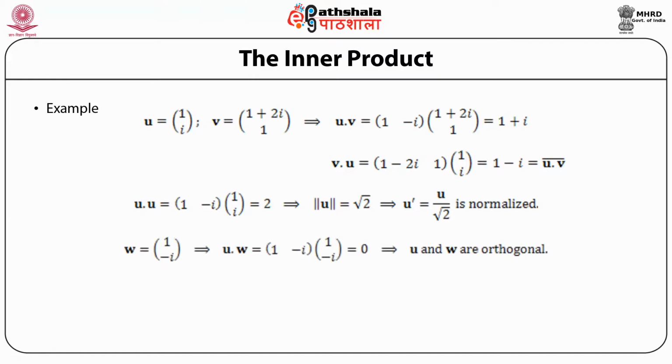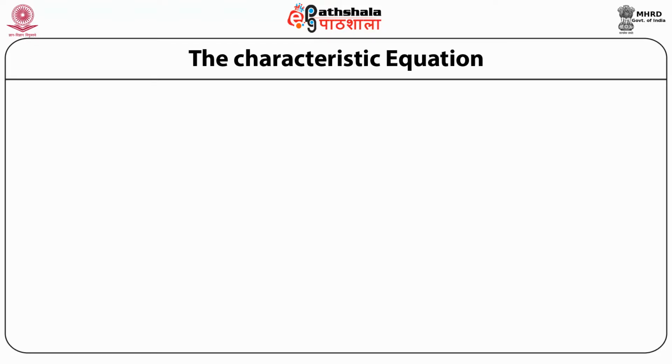Let w be a column vector given as 1 minus iota. This implies that the inner product of u with w will be equal to the row vector 1 minus iota multiplied by the column vector 1 and minus iota, which equals 0. This implies that u and w are orthogonal. w prime, which is equal to w by square root of 2, is normalized, which implies that u prime and w prime are orthonormal.